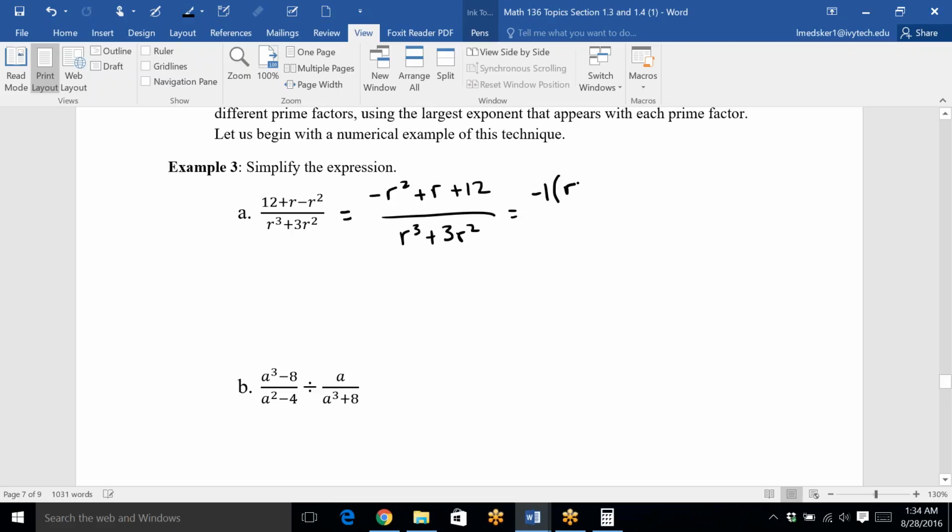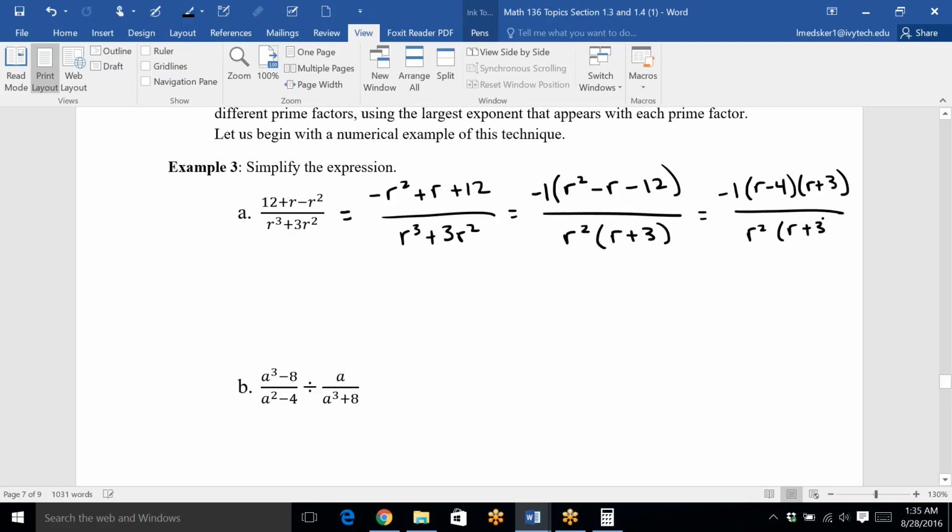So if you pull that out, that would make this positive r squared, but everything else would change signs as well. And that will completely change how you factor that, because now this is not a positive 12, it's a negative. And then on the bottom, I'm going to go ahead and pull out my GCF of r squared. That would leave me with an r plus 3. On the top, I need factors of 12 that are different signs, because this is negative, and they make negative 1 when we add them. So it looks like it would be a minus 4 and a positive 3.